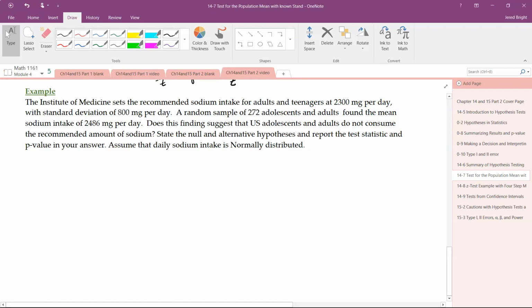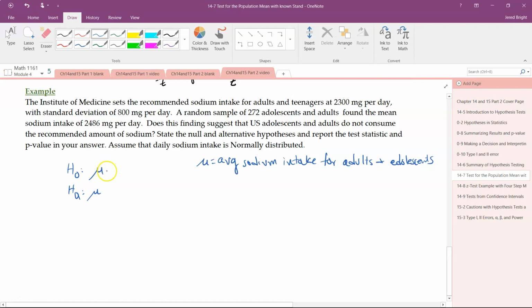Okay, so we want to set up our null and alternative hypotheses. I know there's going to be a mu. I need to define what mu is. And the idea here is that the mean should be describing the average sodium intake for adults and adolescents.